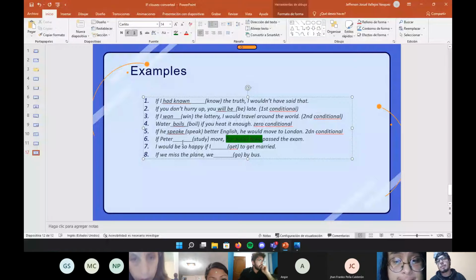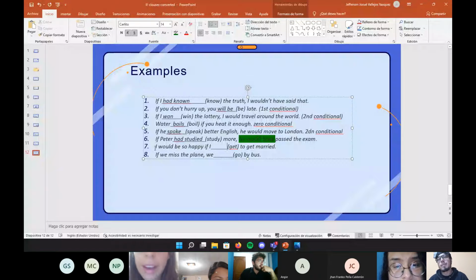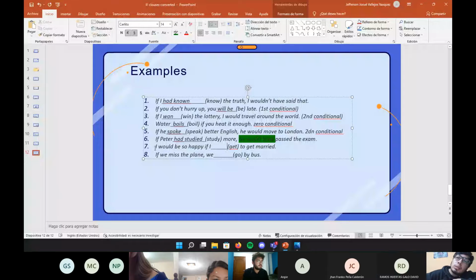And the other, we would be so happy if what? I got married. I got married, okay? I got married in past, okay? Because in this case we have the second conditional, okay? Why we have the second conditional? Because we have the word would, okay? Recognize this.